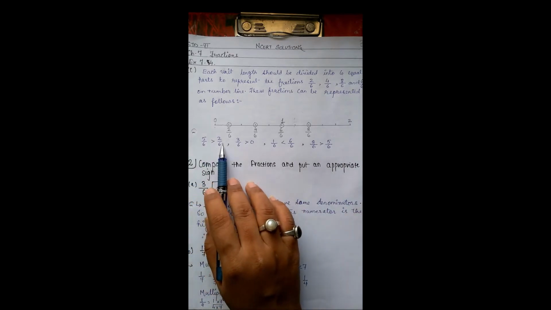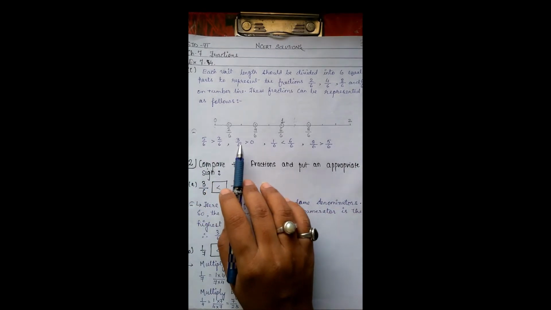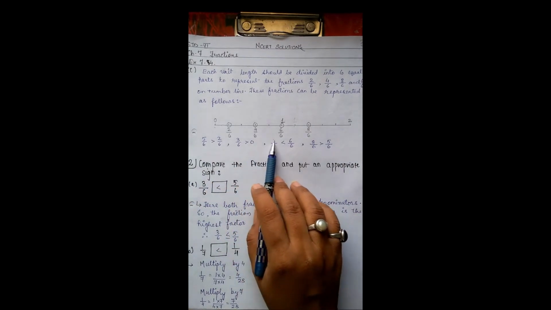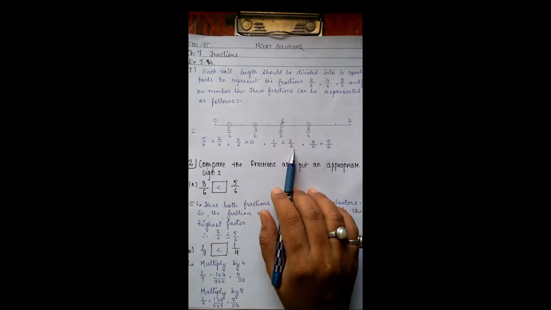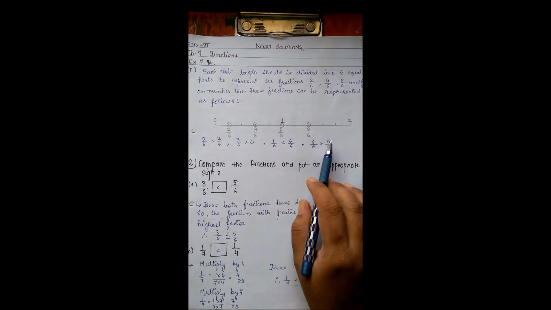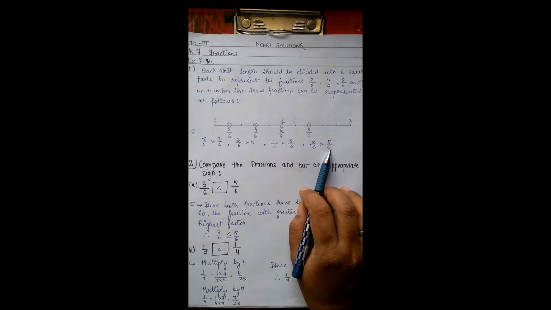So 5 by 6 is more than 2 by 6. 3 by 6 is more than 0. 1 by 6 is less than 6 by 6. And 8 by 6 is more than 5 by 6.